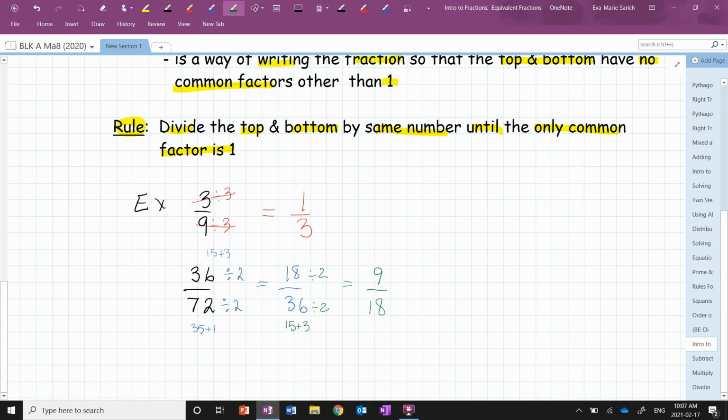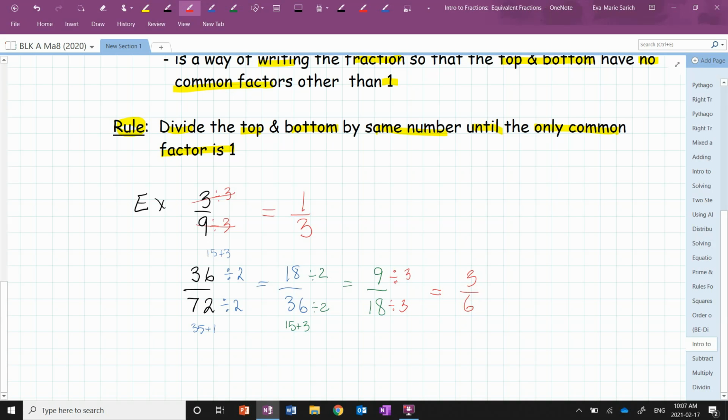Okay? Now, we're still not as low as we can go. Even though 9 can't divide by 2, there is another number 9 can divide by. I'm hoping you recognized up here that we divided it by 3. Remember your rules, right? If the sum of the numbers can be divisible by 3, so 9 divides by 3, and then 1 plus 8 is 9, so both of those will divide by 3. So 9 divides by 3 to give you 3, and 18 divides by 3 to give you 6.